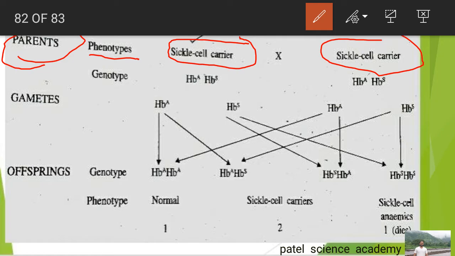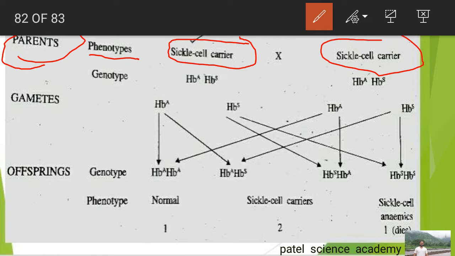So how it comes, let's see. Dear students, once more: a normal healthy body will have HBA two times, a carrier heterozygous body will have HBA and HBS, and a sickle cell anemic body will have HBS two times. And there are signs of mild anemia, as their RBCs become sickle shaped, that is half moon shaped, only under abnormal low oxygen concentration.